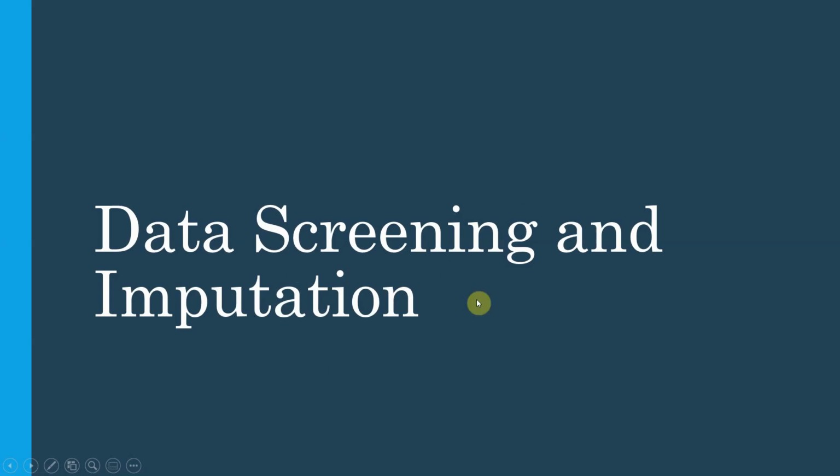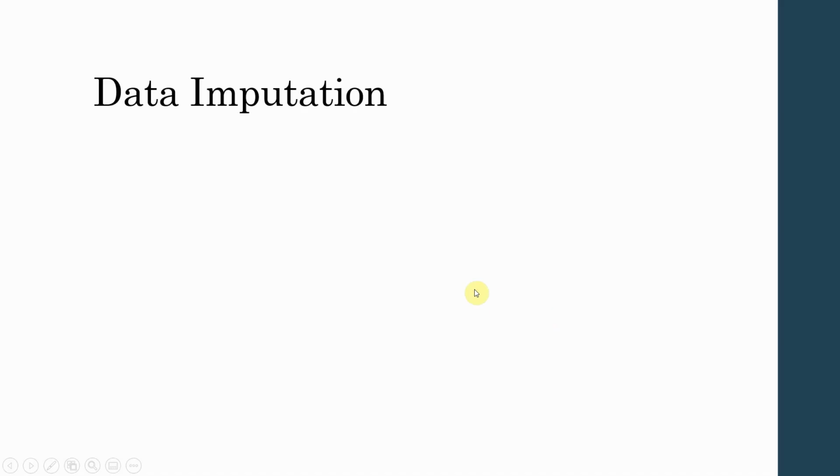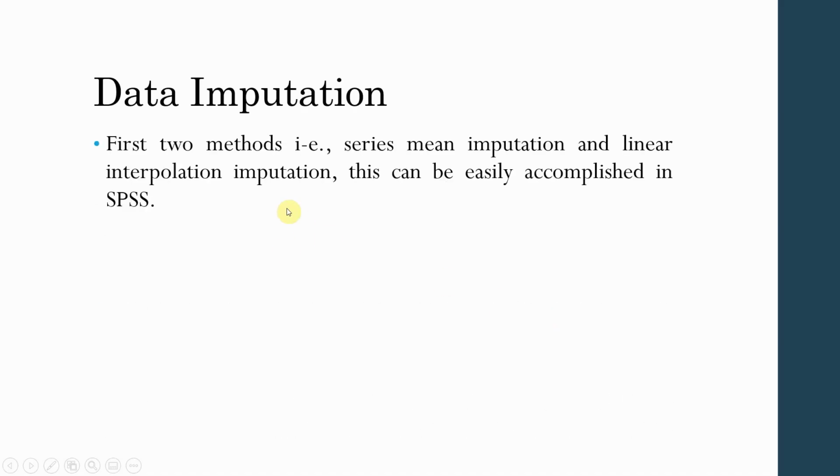Data screening and imputation. It's very important that before the data is analyzed, the data is properly screened, and if there are missing values, imputation is performed. Data imputation: there are four different methods that one can use. The first two methods, series mean imputation and linear interpolation imputation, are performed in SPSS.